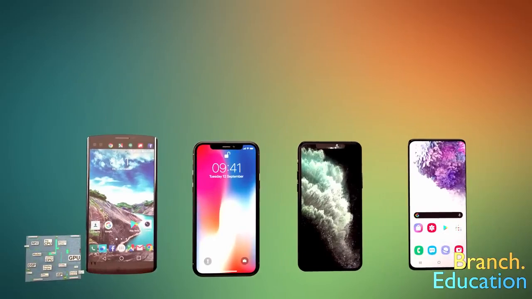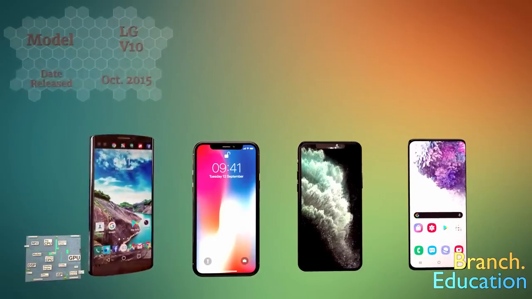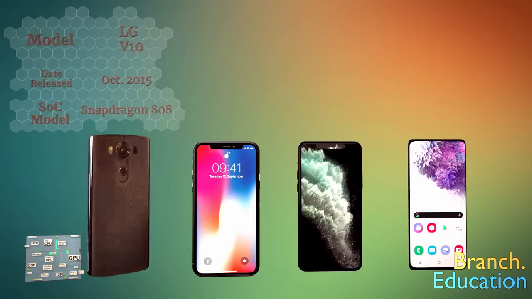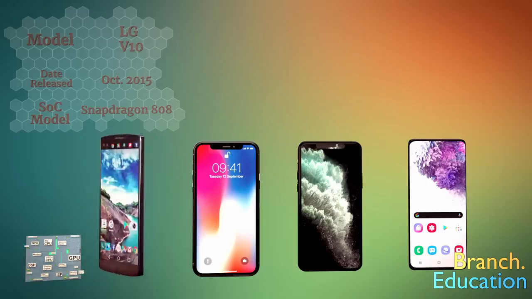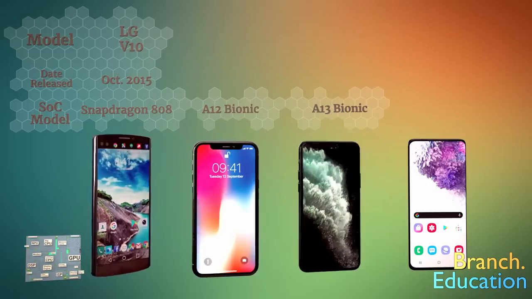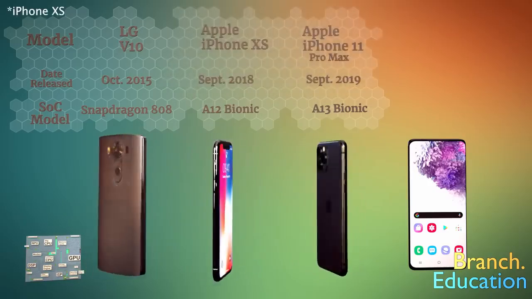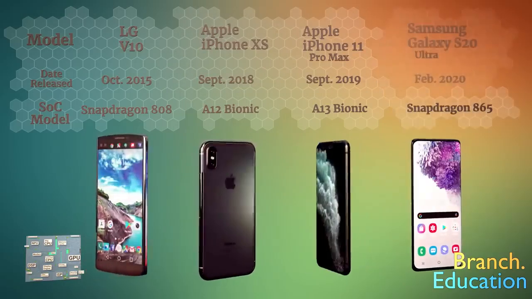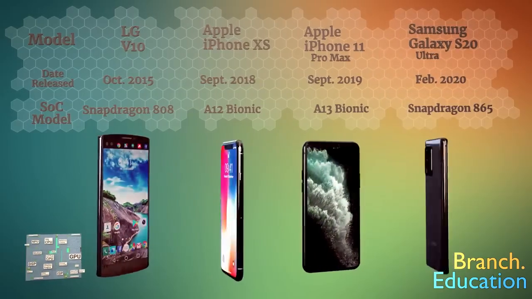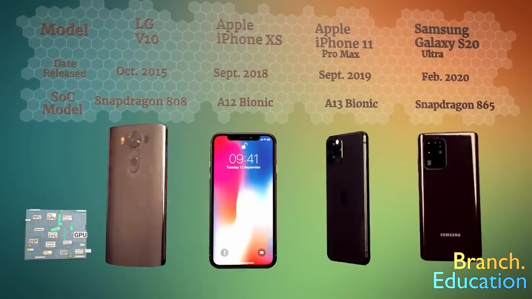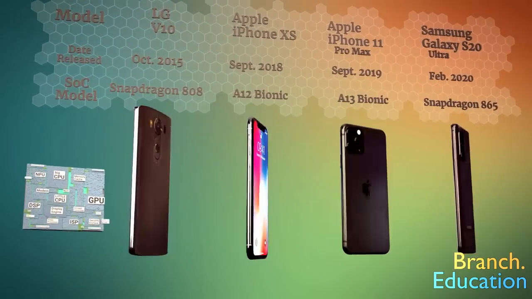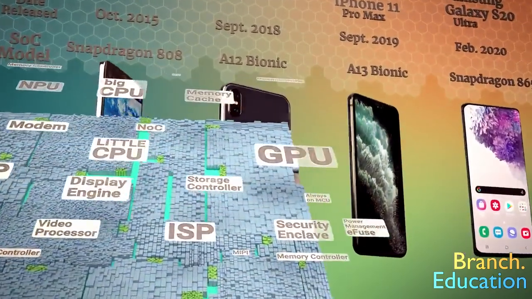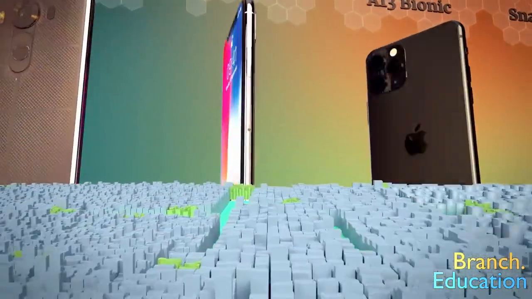For example, this is an LG V10 smartphone from 2015, and it uses a Qualcomm Snapdragon 808. But due to the limited availability of information on it, we'll have to use images and information from the Apple A12 and A13 microchip in the iPhone X and iPhone 11, as well as the Qualcomm Snapdragon 865 in the Samsung S20. All of these microchips have different performance metrics and different capabilities, but fundamentally they work on similar principles. Okay, with all of these notes covered, let's move on to understand how this system on a chip works.